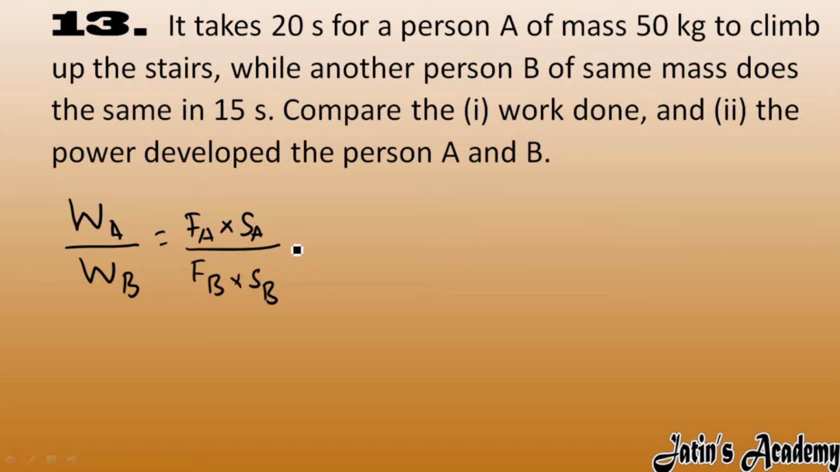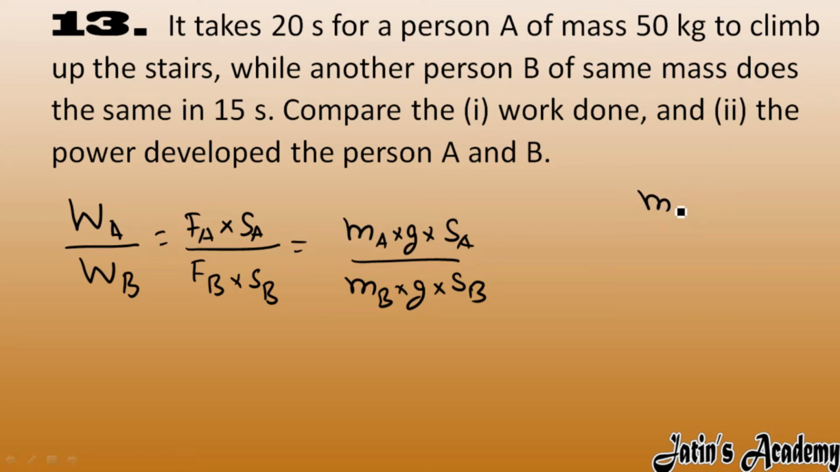Here force is not given, mass is given. So mass of A into gravity into displacement of A over mass of B into gravity into displacement of B. They are saying that person A climbs up stair and another person of same mass, here mass is same, means MA is equals to MB, and they are going up the same stairs, so displacement or height is also same.